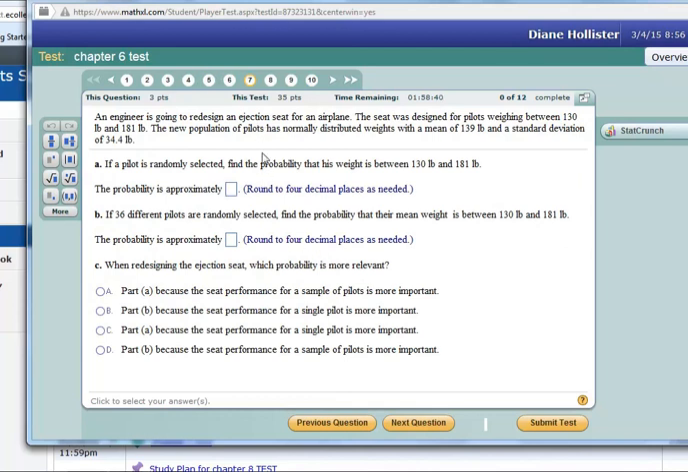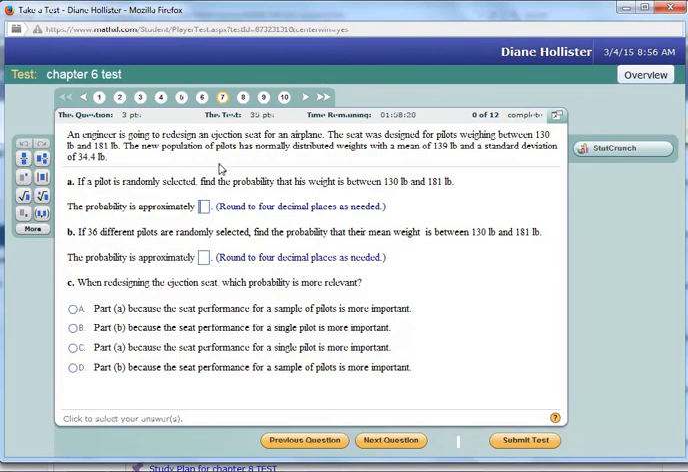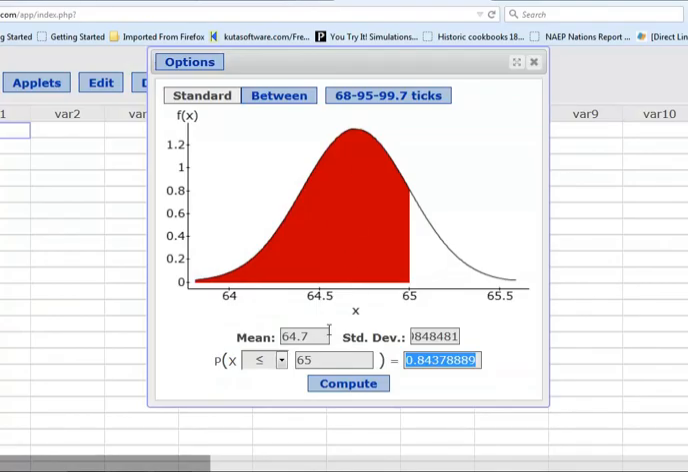example. This particular problem is looking at an engineer doing some design for an airplane, and the weights are between 130 and 181. That's what it's designed for. So the new population of pilots has a mean weight of 139 and a standard deviation of 34.4. So we're going to take that information, go to our normal calculator, and take a look at how that pans out in StatCrunch. So again, the average is 139, standard deviation is 34.4.